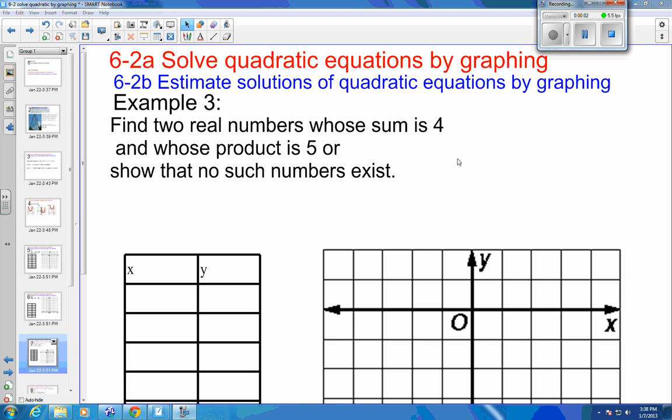Algebra 2, this is Chapter 6, Section 2. This is example 3 of 5. Now we've got to set up our equation first before we can graph it. So let's take a look at this and see what it might possibly end up being.